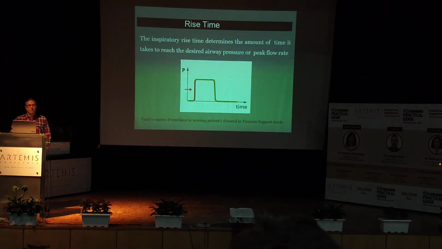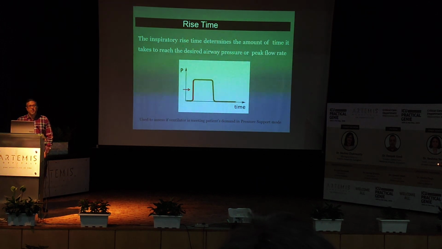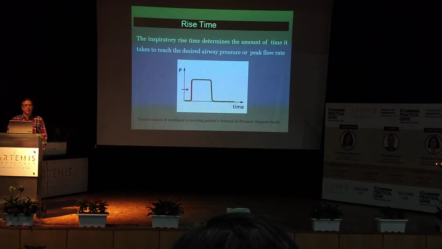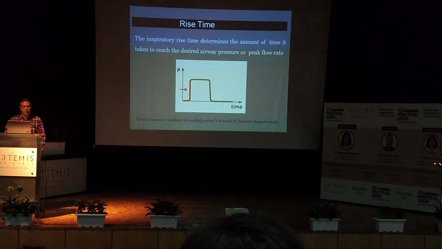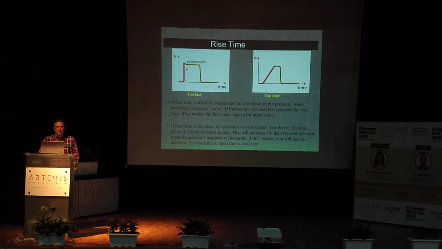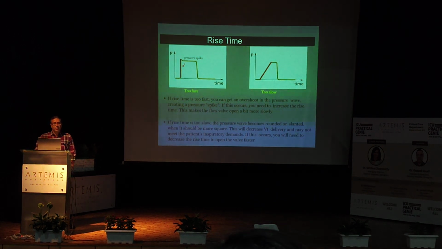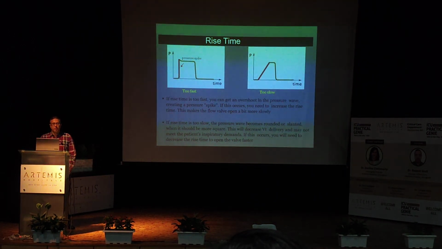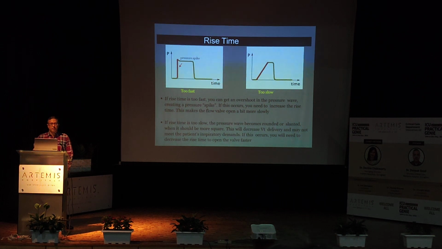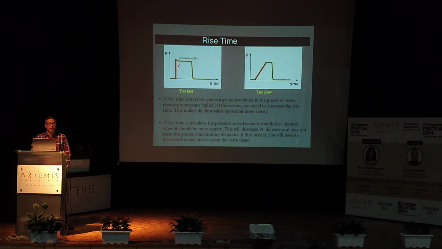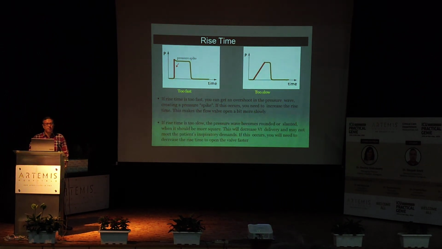This is the rise time. The rise time determines the amount of time it takes to reach the desired airway pressure or the peak flow rate. It can be too fast or too slow. If the rise time is too fast, you can get an overshoot in the pressure wave, creating a pressure spike. If this occurs, you need to increase the rise time. This makes the flow valve open a bit more slowly.